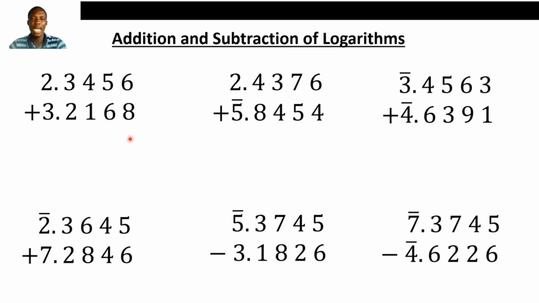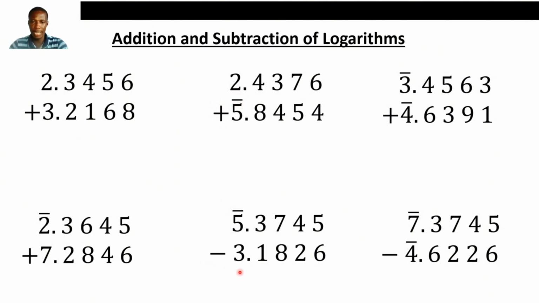We begin by looking at addition and subtraction of logarithms. So look at this first example here. You don't see any strange thing here. I mean, the normal counting numbers we know. Let's come to the second example. You observe that 5 here has a bar. What does the bar mean? The bar means the 5 is a negative number or a negative value, and it affects only the 5 and no other number.